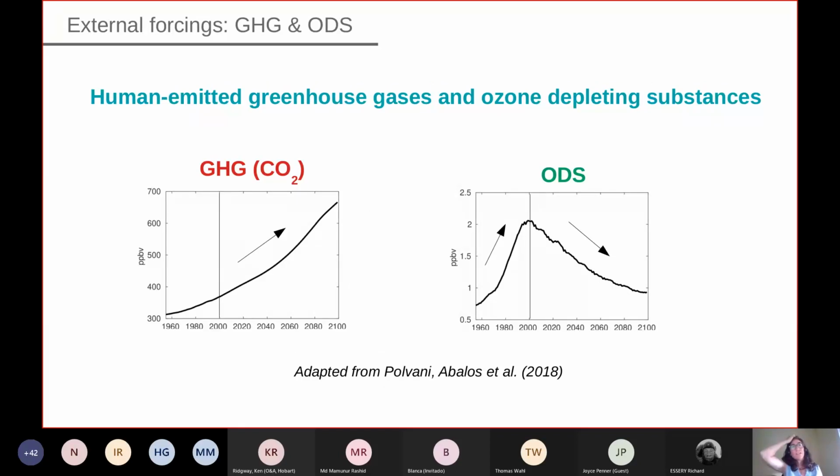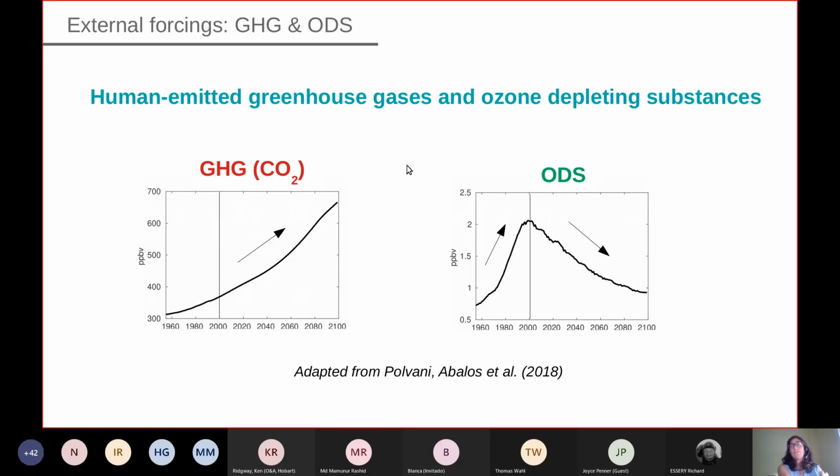So which are these human emissions that I'm referring to? I'm referring to anthropogenic emissions of two types. First, greenhouse gases. As an example, I'm showing here concentrations of CO2 taken from an IPCC scenario, the RCP 6.0. You can see that they increase monotonically throughout the last decades of the 20th century and also into the 21st century. And the other type of emissions are the ozone depleting substances.